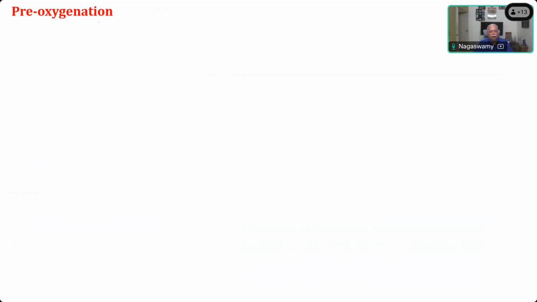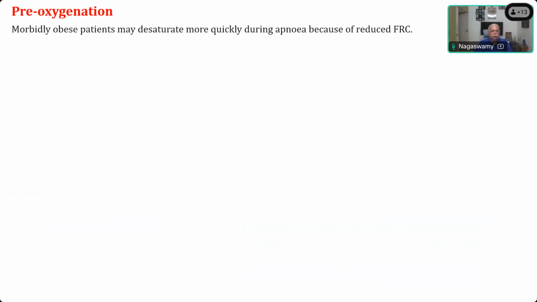Because of the splinting or upward movement of the diaphragm, their FRC is comparatively decreased compared to the normal patient. Okay, a morbidly obese patient may desaturate quickly during apnea because of reduced FRC. This is the answer that we have to give in the exam. And steps to follow: what are all the things that you have to do to prevent this desaturation?